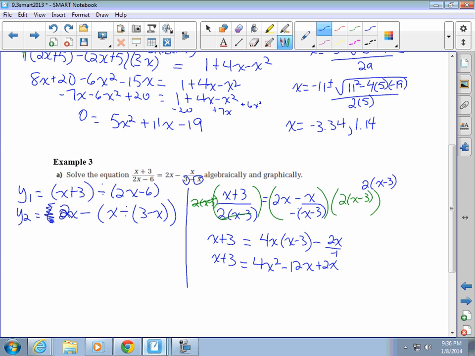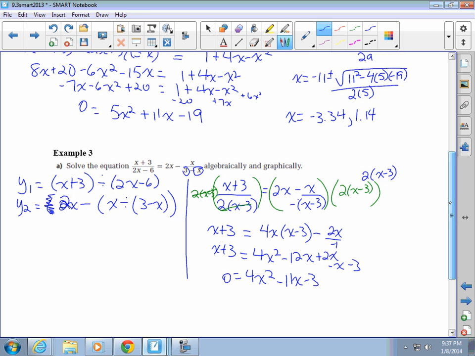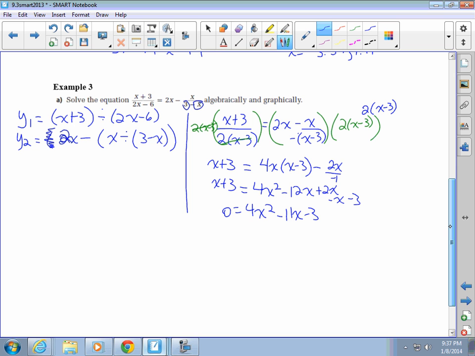So if I bring everything over, I'm going to subtract x, and I'm going to subtract 3. So I have 0 is equal to 4x squared minus 12x plus 2x, so that's negative 10x minus x is a negative 11x minus 3. So again, you can try slide and divide. Let's see if that one works.